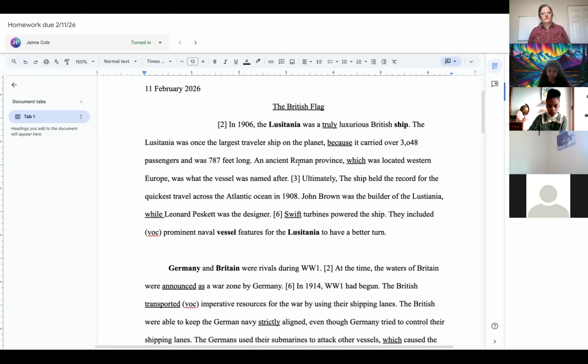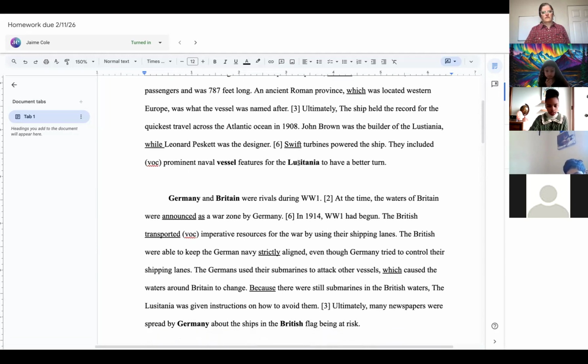John Brown was the builder of the Lusitania, while Leonard Peskett was the designer. Swift turbines powered the ship. They included prominent naval vessel features for the Lusitania to have a better turn.